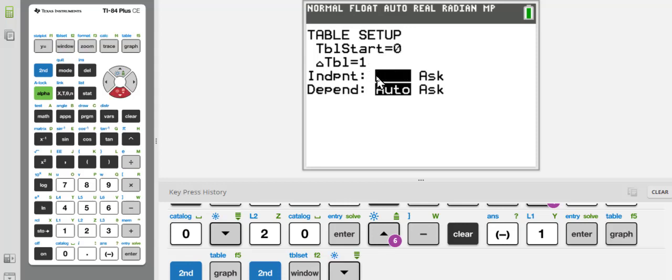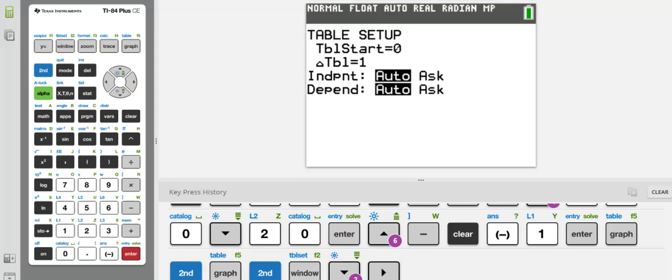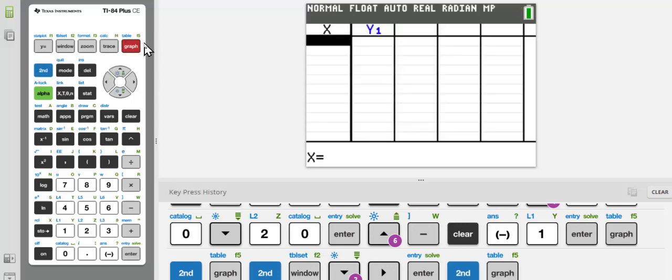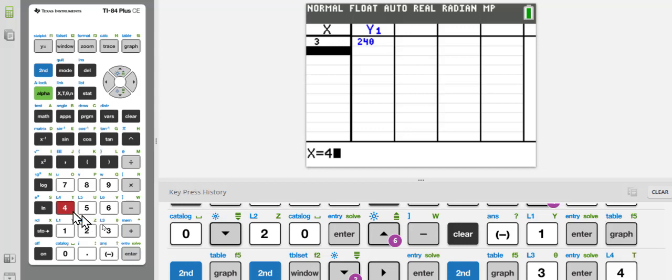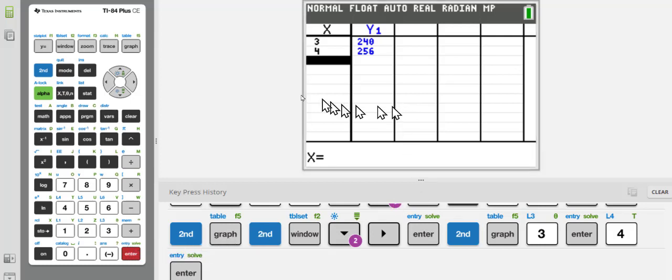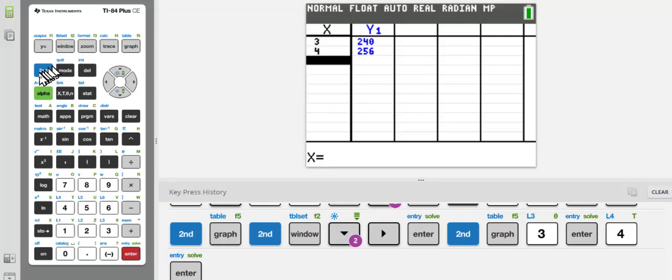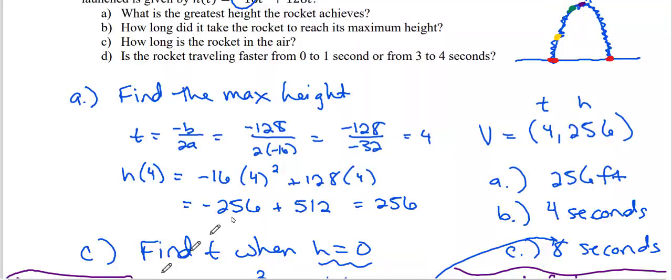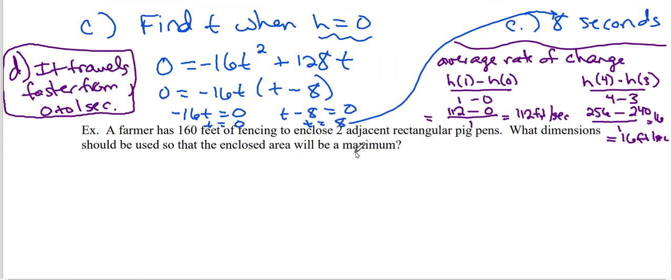You can also change this. Instead of being auto, you can change it to ask. And then when you go back into the table, you can type in what you want. For x, if we wanted to know 3, which we did, that's at 240. 4, we wanted to know that one, that's the 256, which we had already calculated. So there's some nice features in there. This is also available in the Alex calculator. So just play around with that if you want when you get into those problems. Okay, that's our rocket problem.